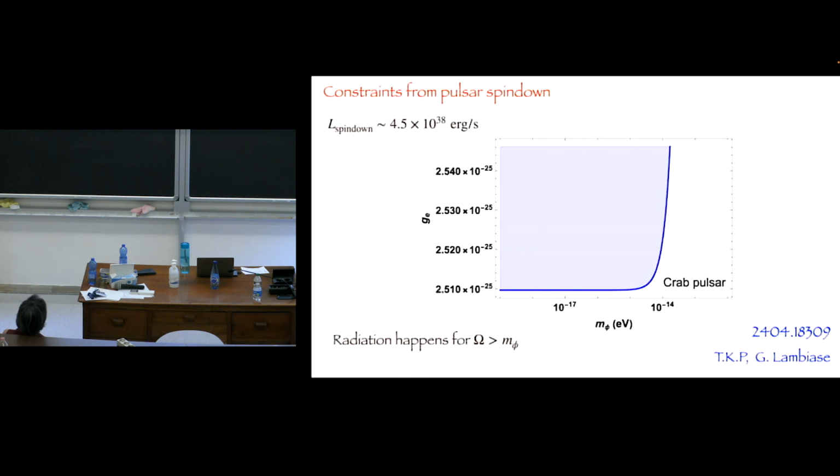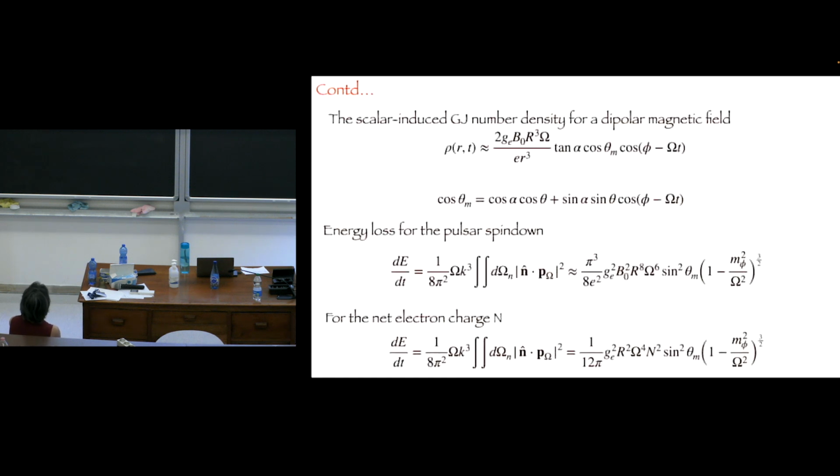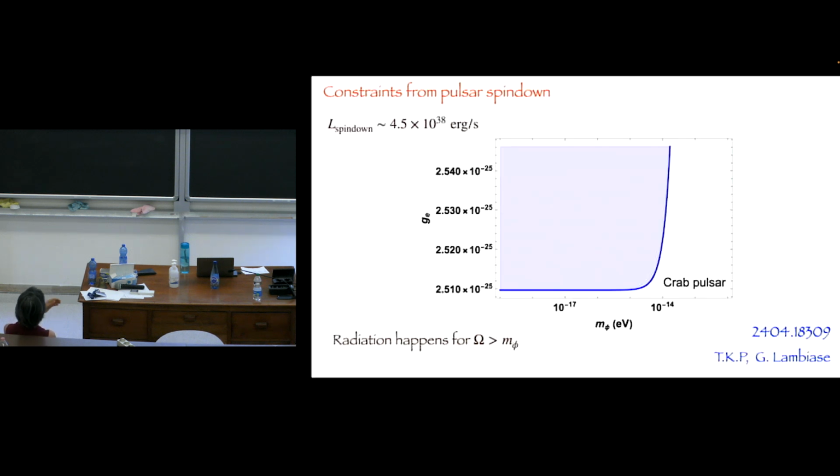So here we get the bounds, which are roughly comparable with the fifth force bound, 10 to the minus 25. You can also see from these conditions that the mass of the scalar should be less than the orbital frequency of the pulsar, or the rotation frequency of the pulsar. This will give you 10 to the minus 14 eV. So if the mass of the scalar is less than 10 to the minus 14 eV, then this kind of scalar can be emitted from the Crab pulsar or any pulsar, and you will get this kind of bound. So it is comparable with the fifth force bound.